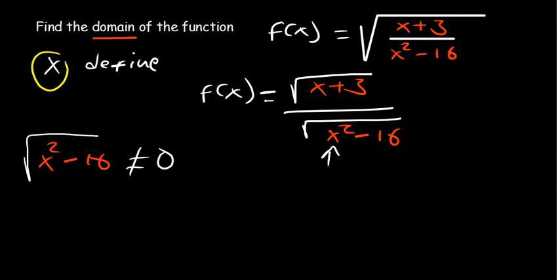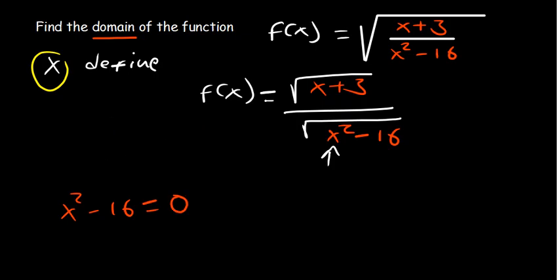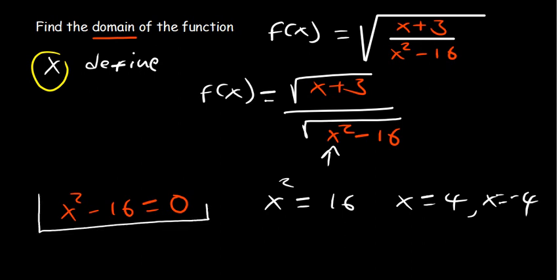So let's first determine the values of x that can make this equal to 0. If you square both sides, you're going to remain with x squared minus 16 being equal to 0. So x squared is equal to 16, and x is either equal to positive 4 or negative 4. These are the two values that can make the denominator equal to 0, so we don't want 4 and negative 4, because that will give us a 0.